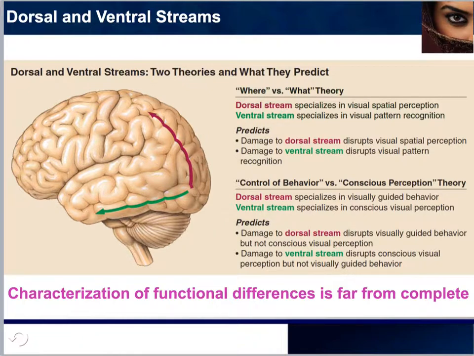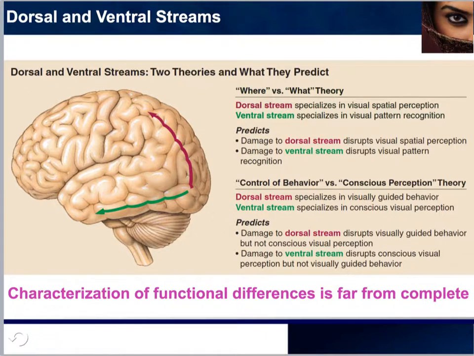If you're playing baseball and the baseball is coming your way, this particular activation and pathway going upward in the dorsal stream would allow you to detect the ball and the direction of the ball. This is also known as the pathway for control behavior. That's what we call the dorsal stream, control behavior. And this, again, specializes in visually guided behavior.